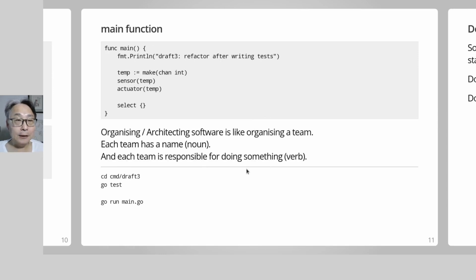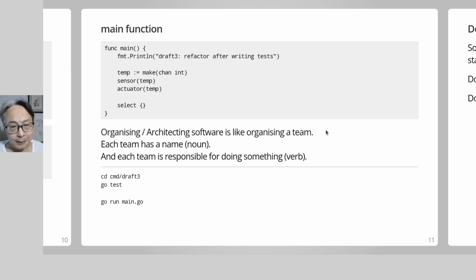The main function now looks like this. So this is my third draft. This is exactly the same, but now I've converted it back to nouns. Sensor, not sense. Actuator, and not actuate. Why did I do that?